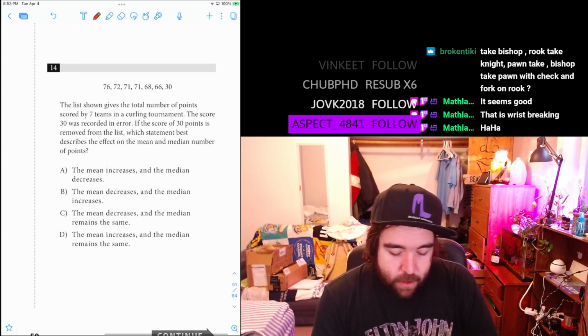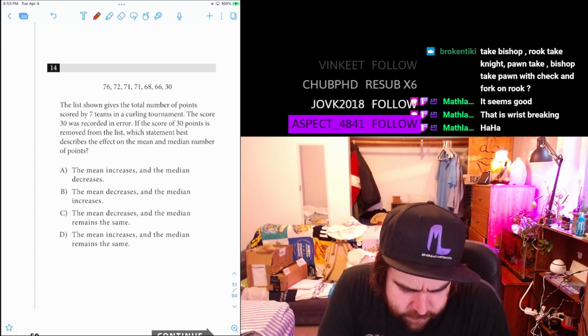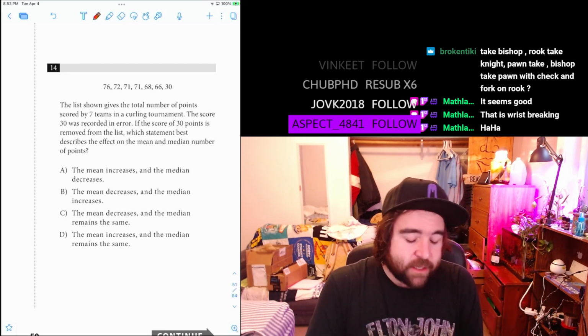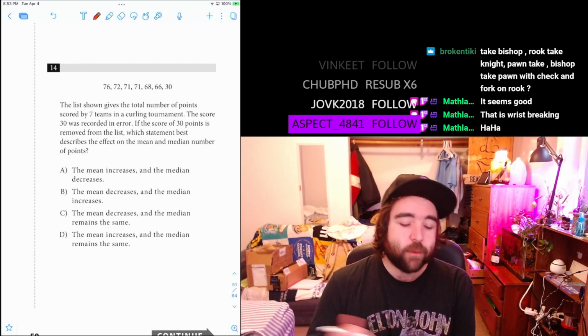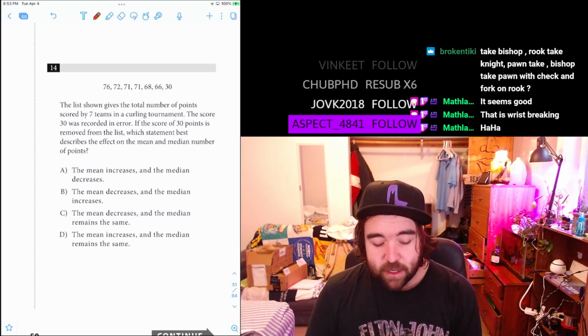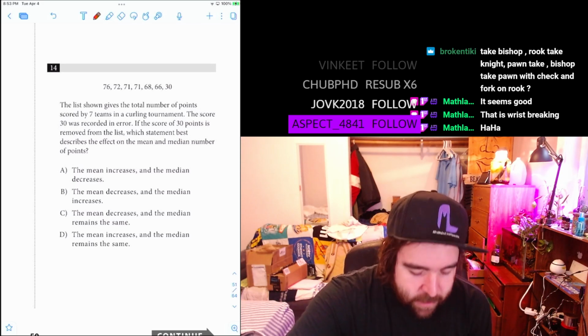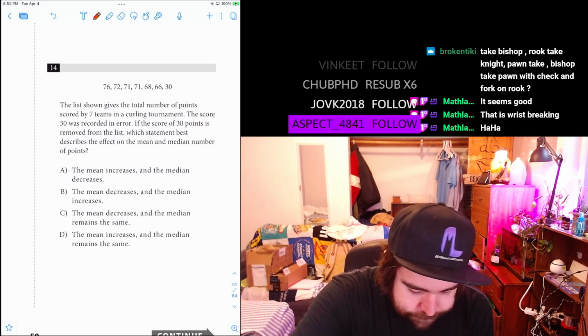All right. The score of 30 points is removed from the list. The low outlier is removed from the list. How will this affect the mean and the median? The whole idea about the mean and the median is that if you remove an outlier, that does not change the median very much, but it will change the mean a lot. So the mean will definitely increase.